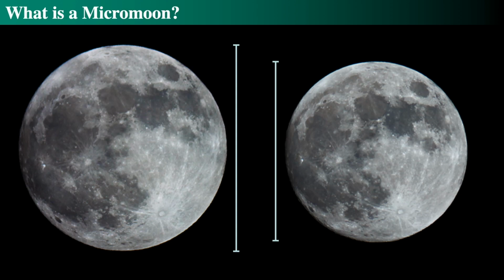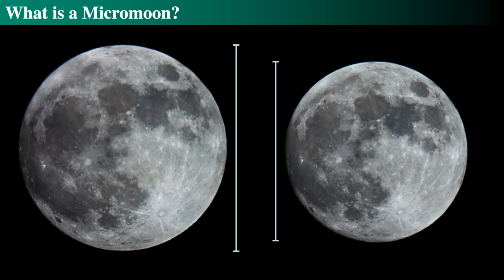So that's the only difference between the micromoon and the supermoon, about 14%. Each of these is between, say, 34 arc minutes on the left and 30 arc minutes on the right. And 30 arc minutes is half a degree. 34 arc minutes is a little bit more than half a degree. So it's a little tricky to actually see these in the sky, but your eye can actually go, wow, it does look bigger.